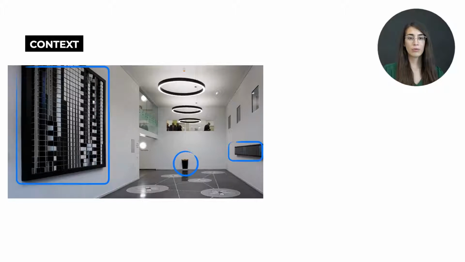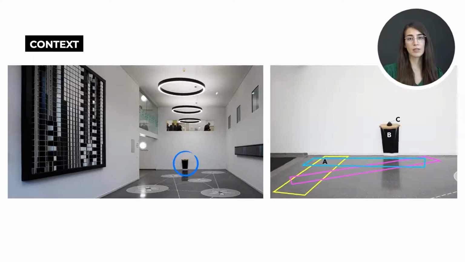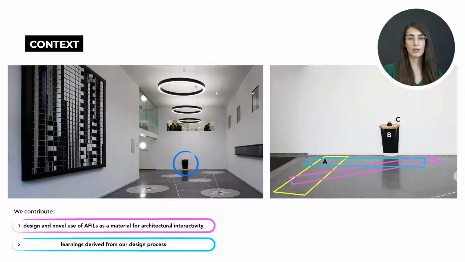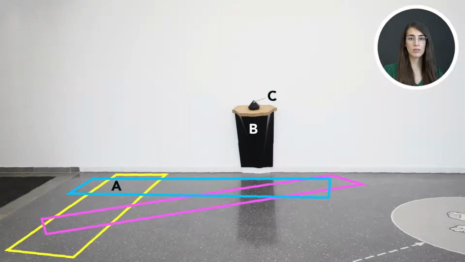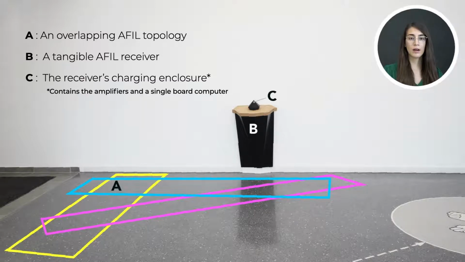In this pictorial, we focus on the sound of space, the interactive soundscape installation based on 3 overlapping audio frequency induction loops. We contribute design knowledge on the novel use of audio induction loops as a material for architecture interactivity and learnings from our design process. The final system consists of the overlapping loop configuration placed under the floor, a cochlear implant, hearing aid or a tangible receiver, and a stand containing the hardware and charging pad for the tangible.